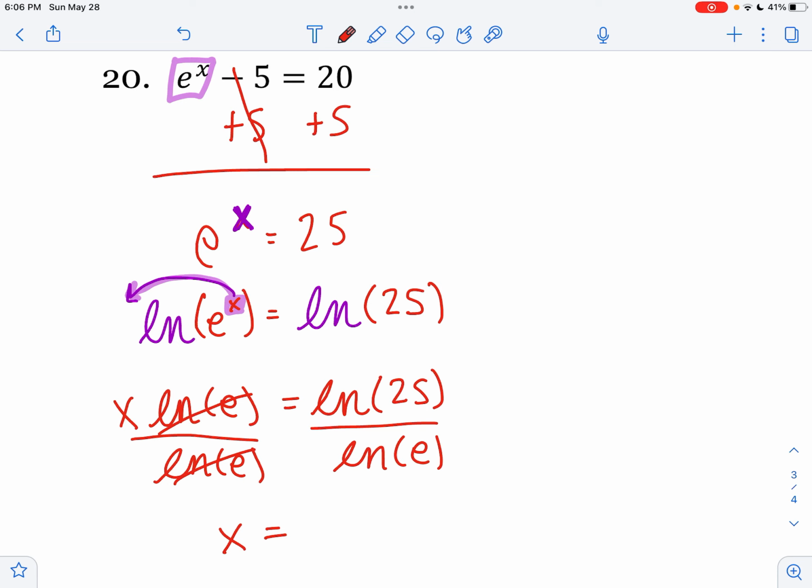Now if you remember, natural log of e actually equals 1. If you remember that, you don't have to divide by it. But if you don't know what I'm talking about, just do what I did right here. Okay? Your answer when you do this should be 3.22 because you round. And that is it.